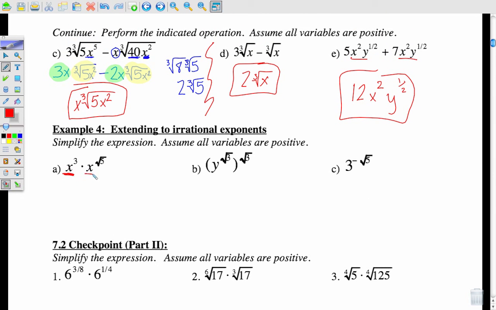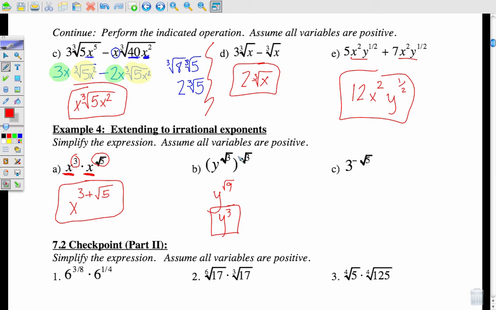All right, last little part in section 7.2, and then I'm going to have you try this checkpoint down at the bottom of the page. If these are the same base, we add these exponents. The only weird part here is once you add them, there really isn't a whole lot you can do. So you could have an expression up here, meaning you might have a plus or a minus up above in your exponent. That's fine, because you can't add 3 plus root 5.